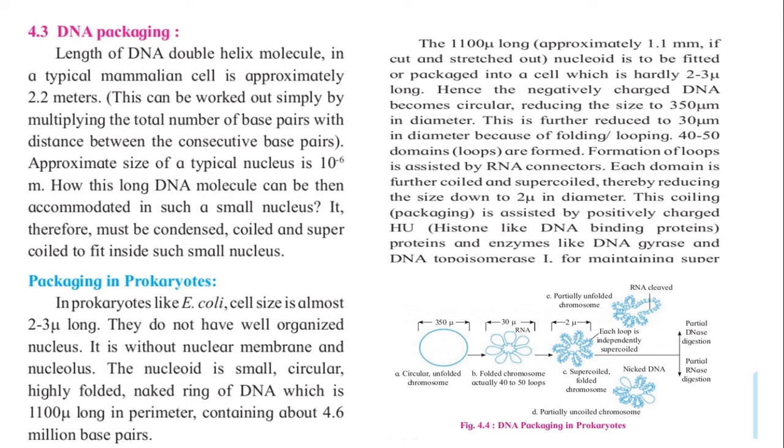This is further reduced to 30 nanometer in diameter because 40 to 50 domains or loops are formed. Formation of loops is assisted by RNA connector. Each domain is further coiled and supercoiled, thereby reducing the size down to 2 nanometer in diameter. This coiling is assisted by positively charged proteins and enzymes like DNA gyrase and DNA topoisomerase for maintaining the supercoils.